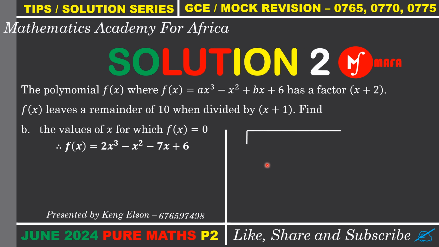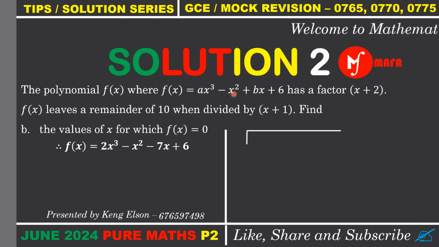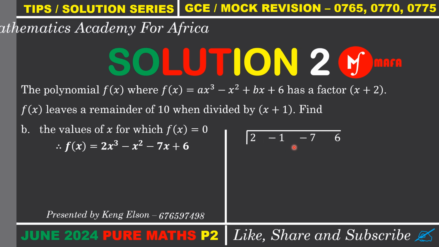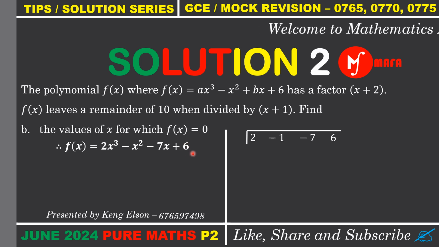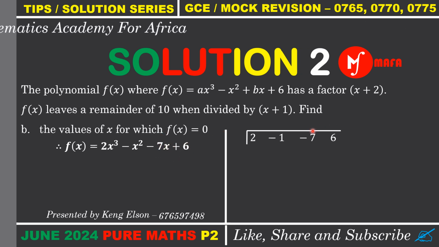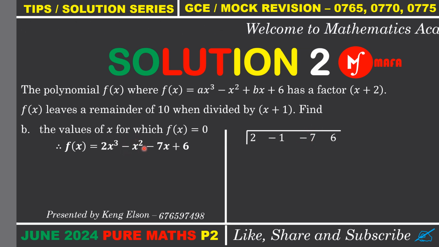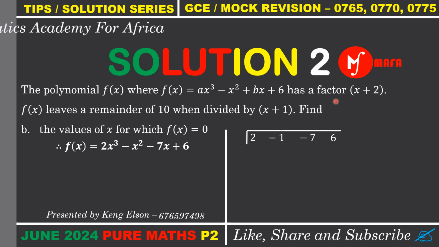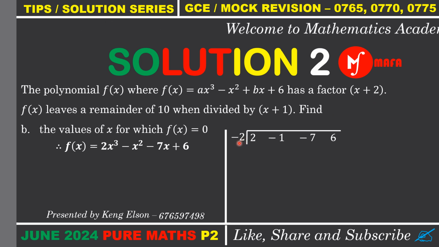So what I do is that I write down the coefficients of my x cubed, x squared, x, and a constant in descending order. So we have 2, we have negative 1, we have negative 7, and we have 6. Now if there was no term in x, you must write the coefficient as 0. Alright. If there was no term in x squared, you also write the coefficient as 0. Now what do I write on this side? I have to solve x plus 2 equal to 0, so x equals negative 2. I put x equal to negative 2.